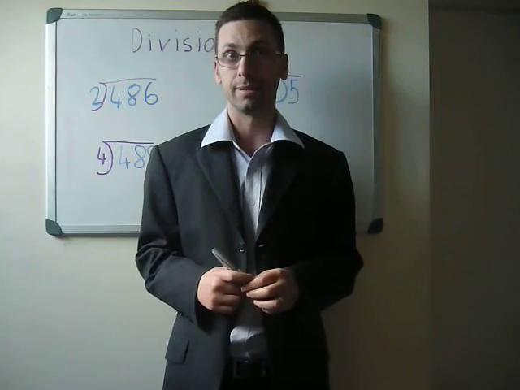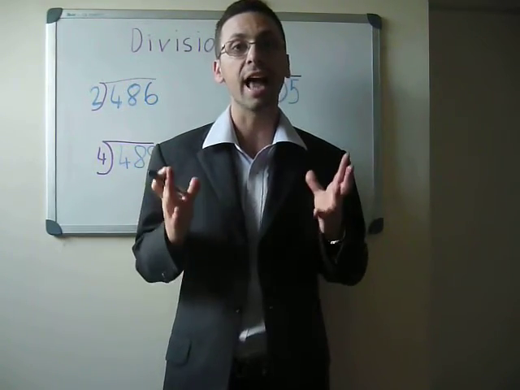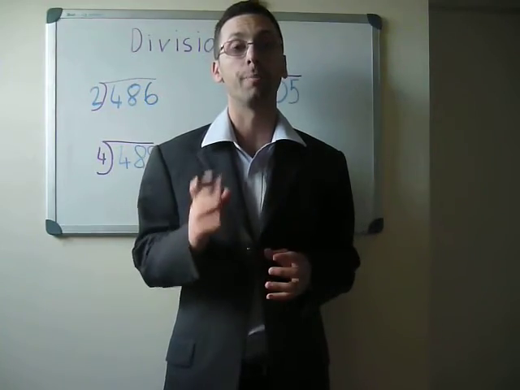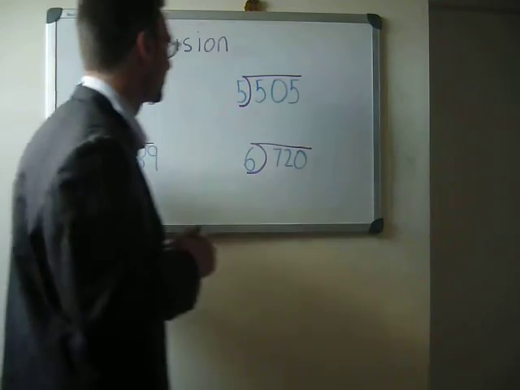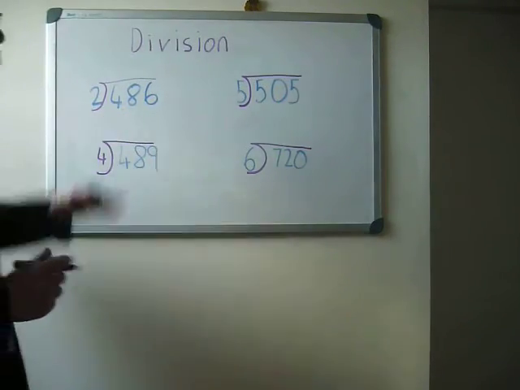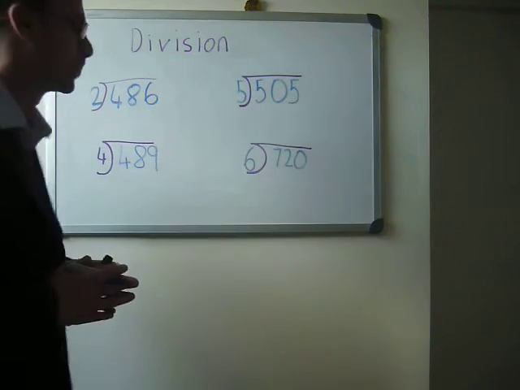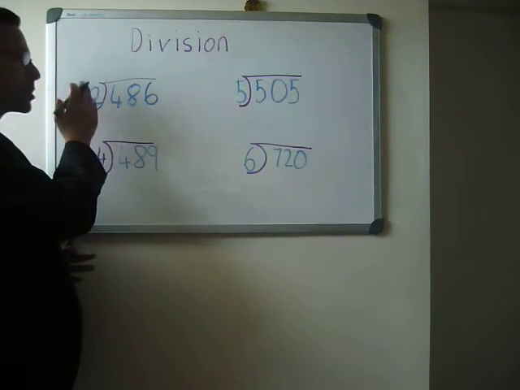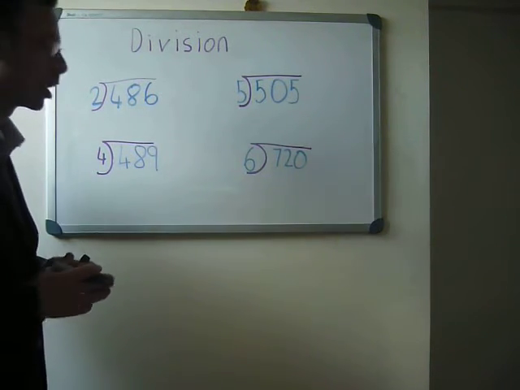That's the easy bit. When it gets to hard questions, you actually have to physically work them out on paper. Are you ready? Here we go. 486 divided by 2. Each number is a standalone number, and I'll explain how this works.